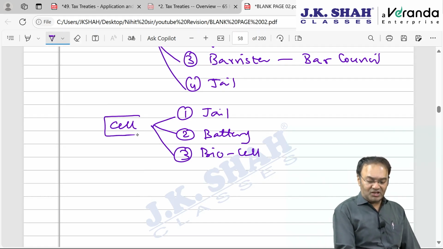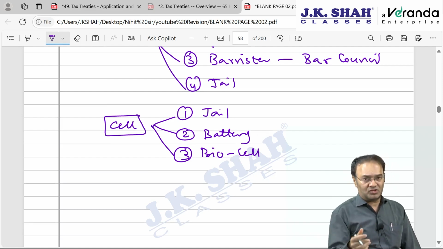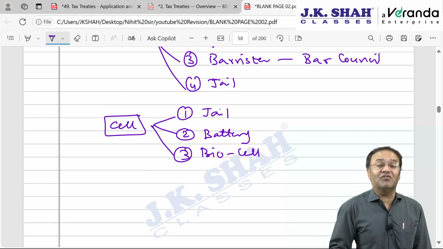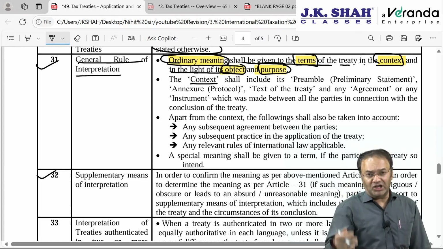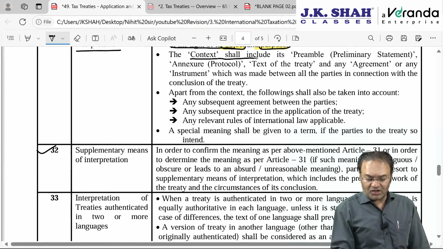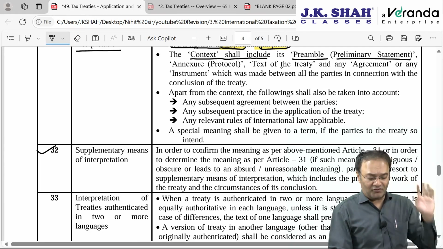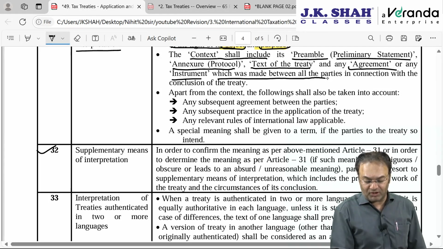Now when the word cell is used, you need to refer to the context in which it is used. Why is this word used and in what context? Where do we derive the context from? The answer: context can be derived from the treaty, from the preamble of the treaty, the protocol of the treaty. Context shall include its preamble, that is the preliminary statement at the beginning of the treaty, the annexure, that is the protocol at the end of the treaty, the text of the treaty, the main treaty itself, and any other agreement or instrument made between all the parties in connection with the conclusion of the treaty.